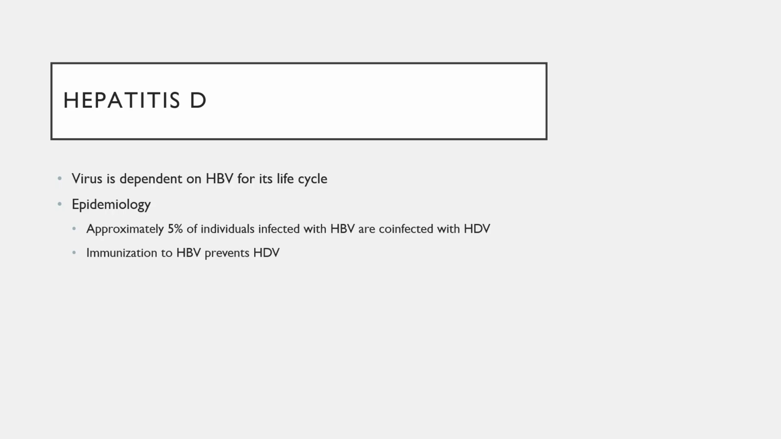Epidemiology: roughly 5% of individuals with hepatitis B are co-infected with hepatitis D. But here is the beautiful preventative takeaway. If you prevent Hep B, you prevent Hep D. One vaccine, two viruses blocked. Efficiency at its finest. So here's an analogy. HBV is the getaway car. HDV is the criminal that can't escape without it.